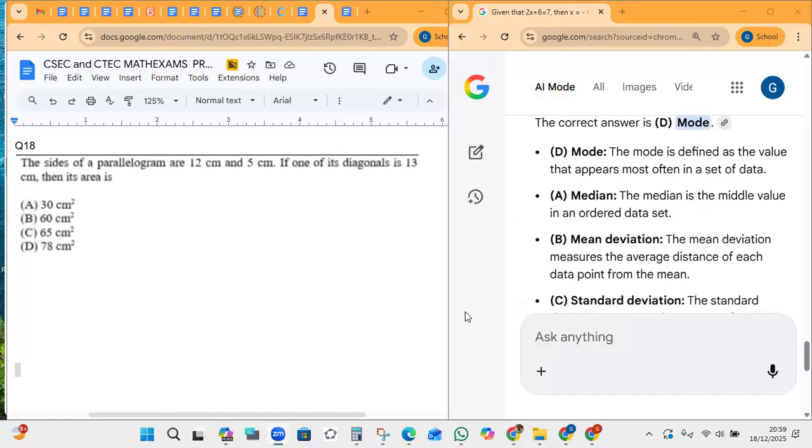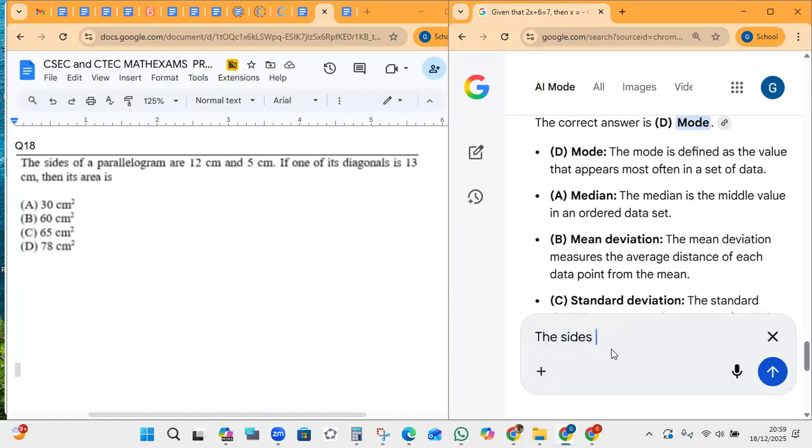Here we are going to use AI to help us answer question number 18. It says the sides of a parallelogram are 12 centimeters and 5 centimeters. If one of its diagonals is 13 centimeters, then its area is. So let us type this in AI and see what it would give us as an answer.